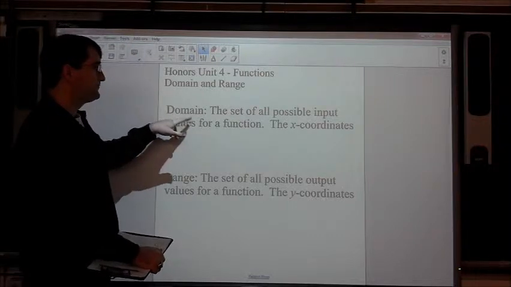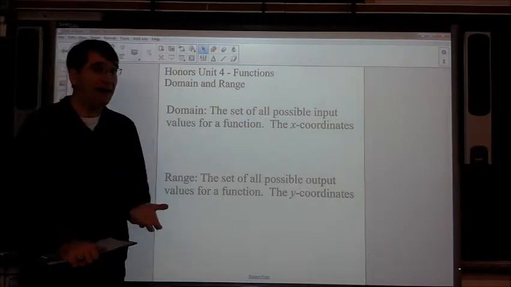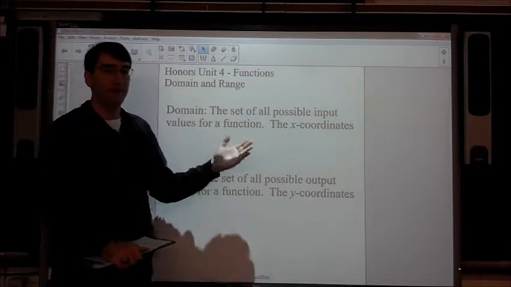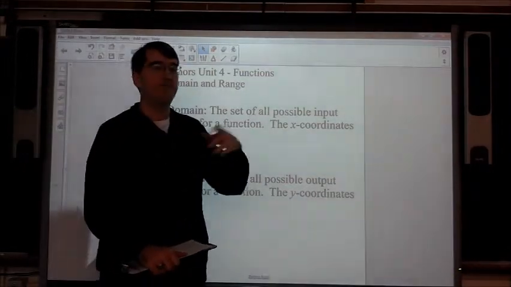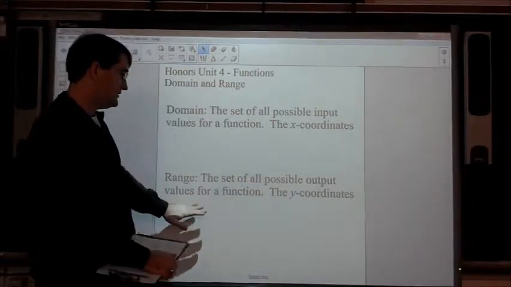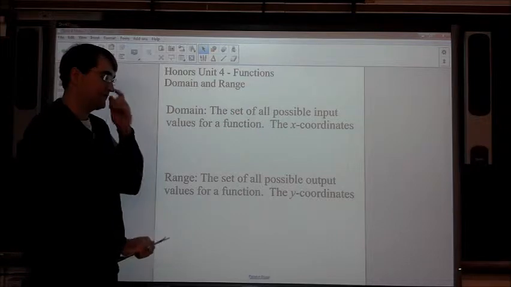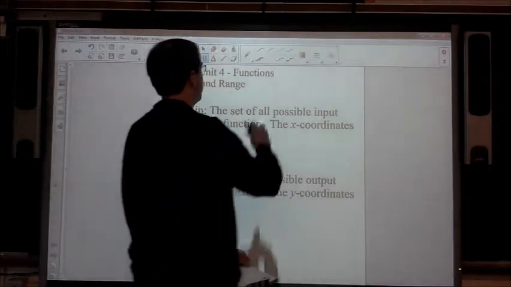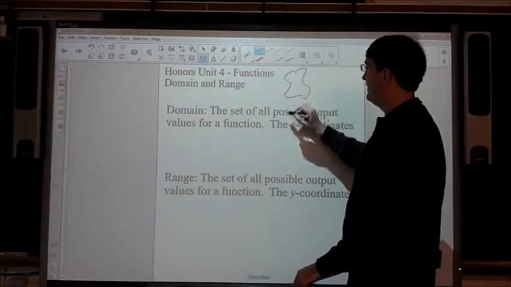The domain is the set of all possible input values. Everything that you're allowed to plug in is the domain. It's the x-coordinates of the points, of the graph, of the table, whatever. It's the x values. The range is what we call the outputs. It's the set of all possible output values for a function. So it's the y-coordinates.